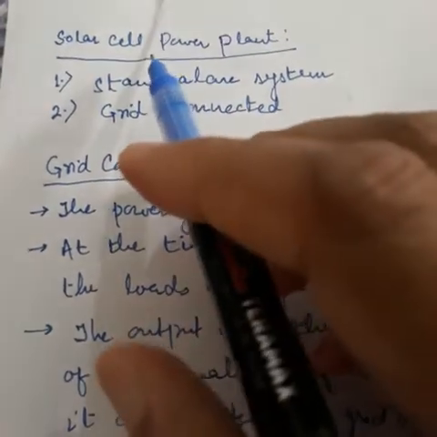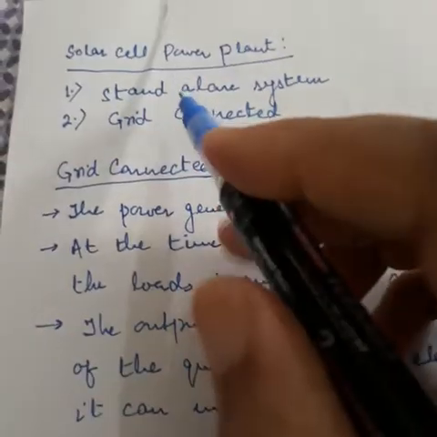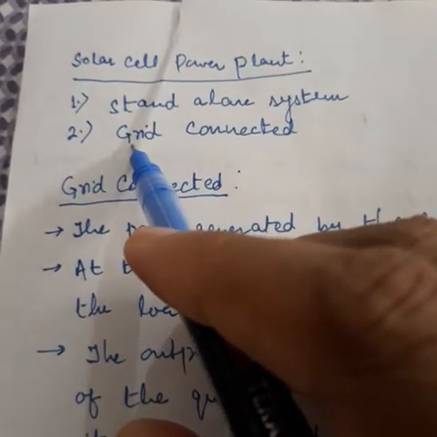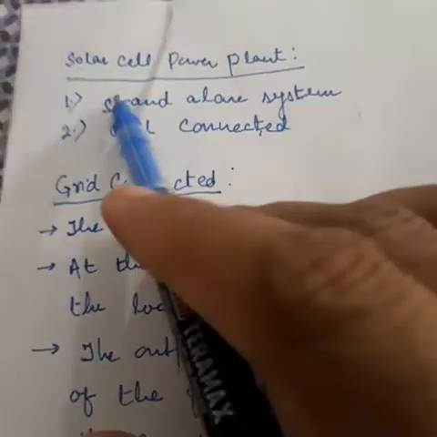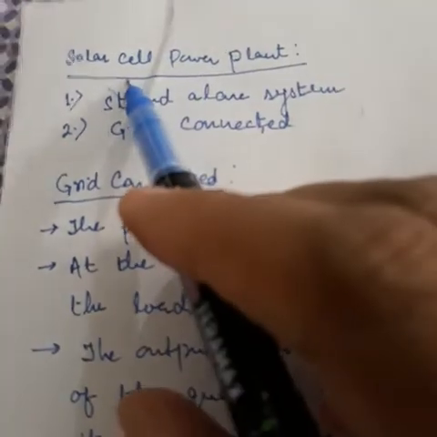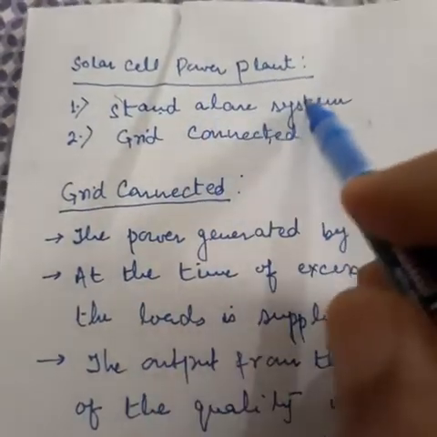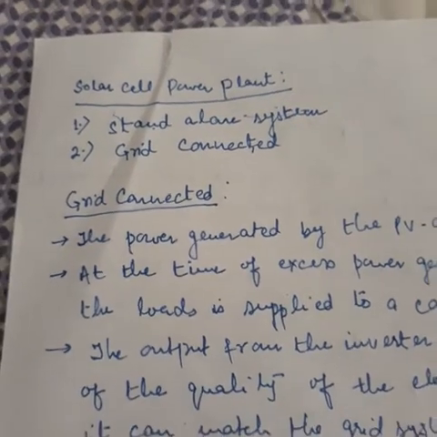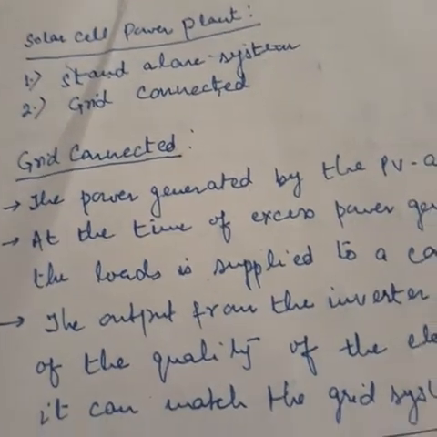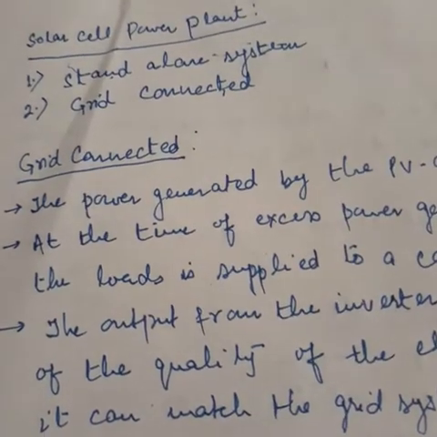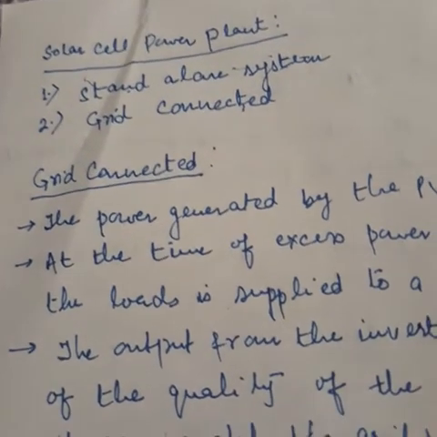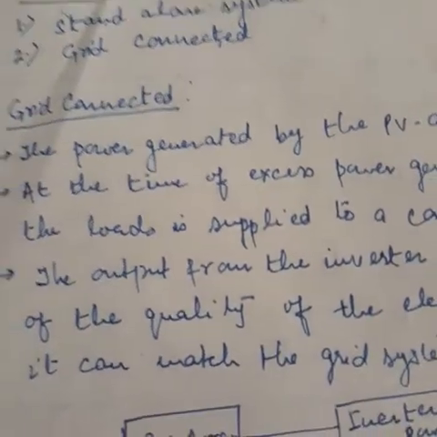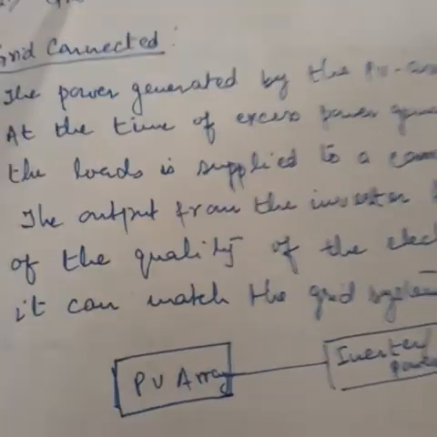Good morning. We discussed in the previous video the standalone system and its types. In this video we discuss the grid connected system. There are two types of solar power plant. Standalone systems include the single power plant, standalone system with AC load, standalone system with battery and storage, and the hybrid system. But in the grid connected system, we will discuss how it works.